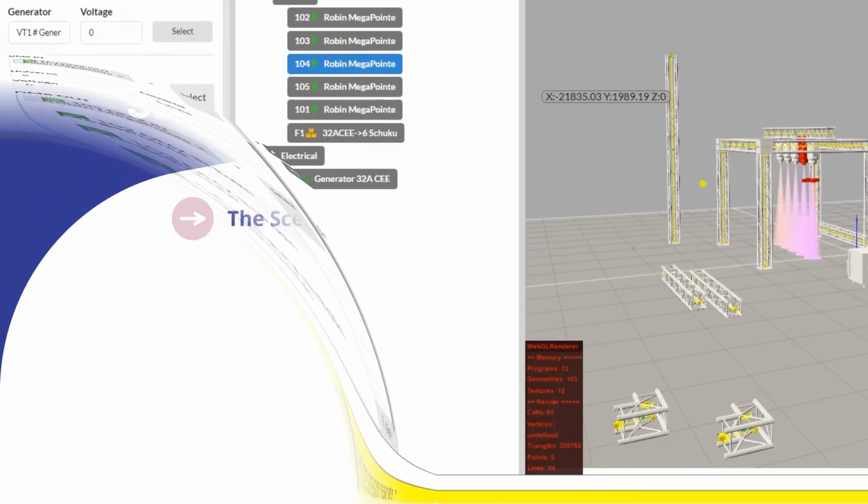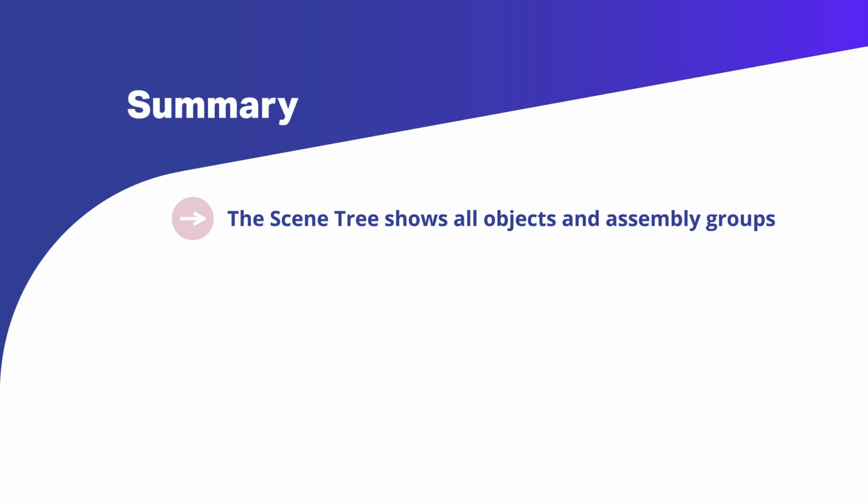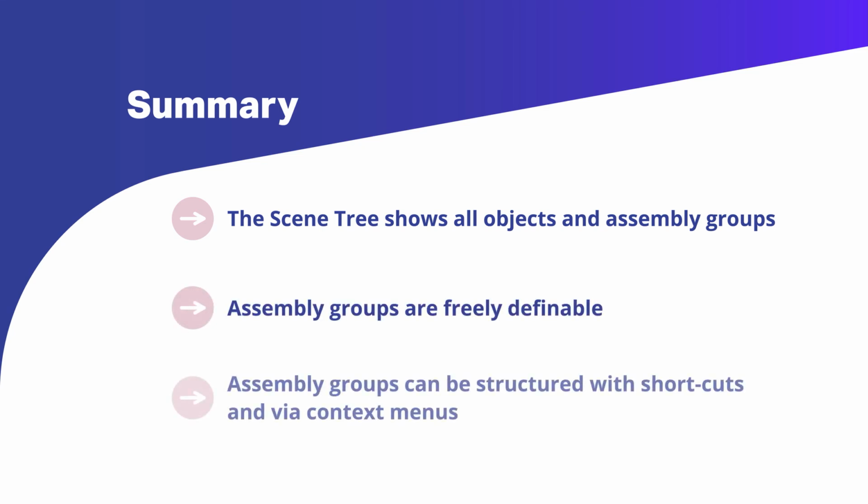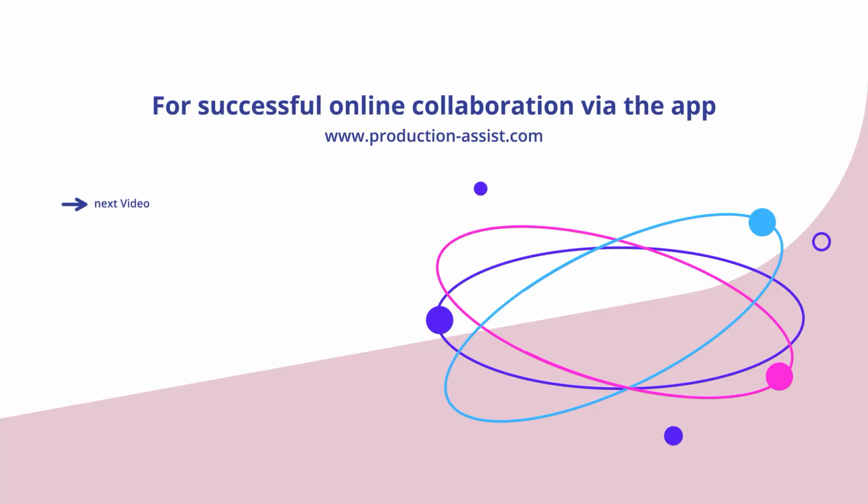Remember, the scene tree displays all objects and assemblies assigned to a drawing. Assembly groups are freely definable. With shortcuts and with context menus opened by clicking the right mouse button, you can create and arrange assembly groups. We will be happy to answer even more questions in the next video.